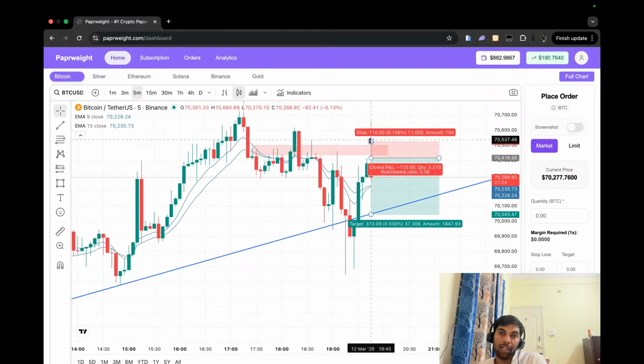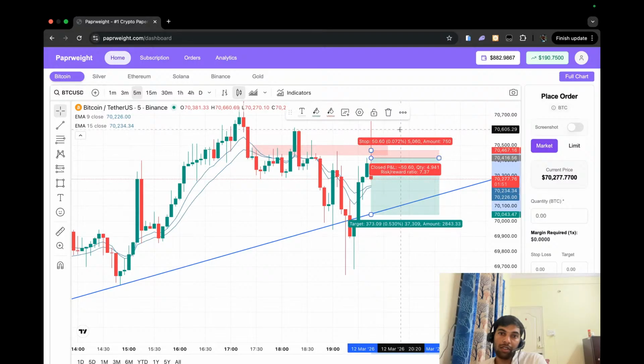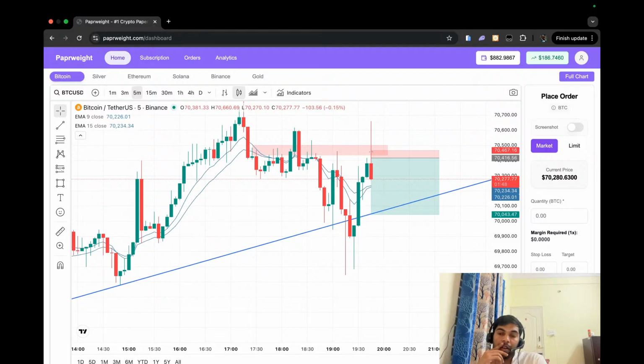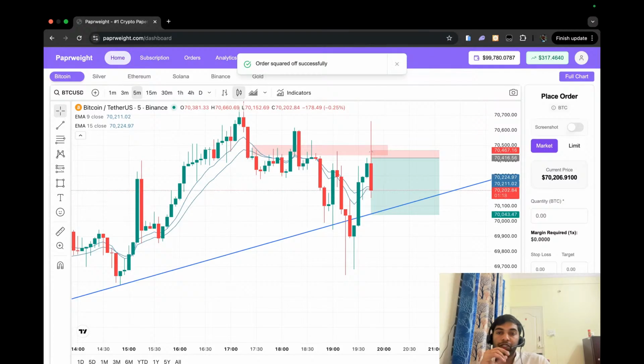Now we will not take any stop loss in this. Somewhere $60 to $70 stop loss is the max stop loss that we can take. Okay, I squared off my position because this might take rejection.